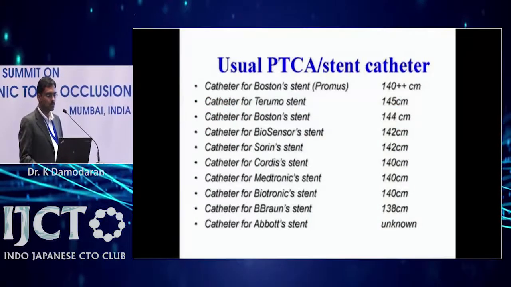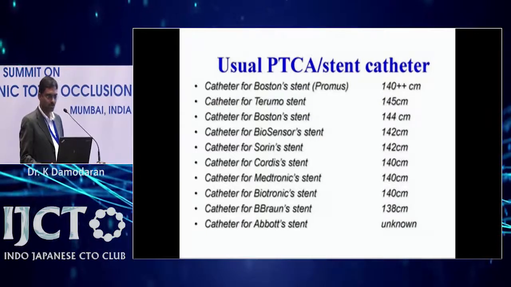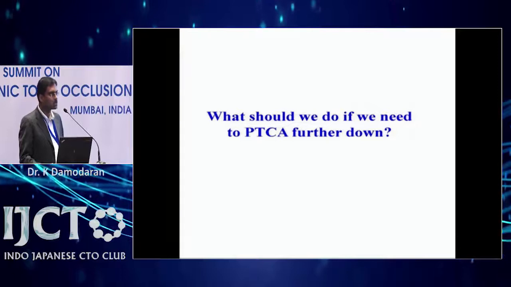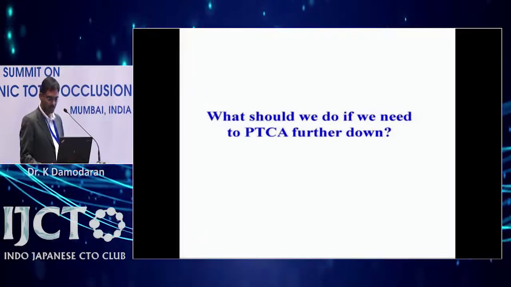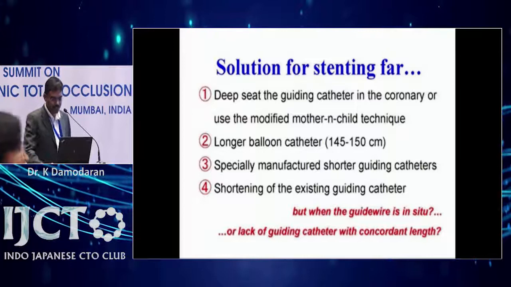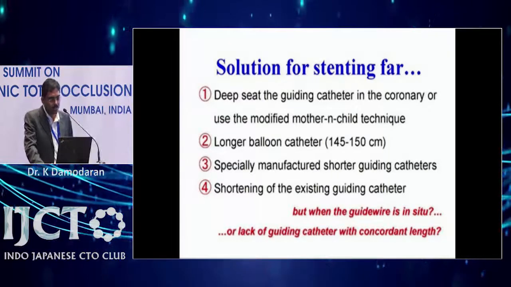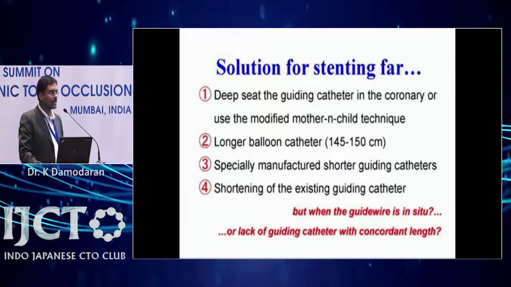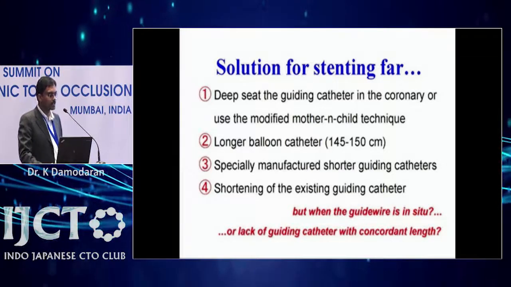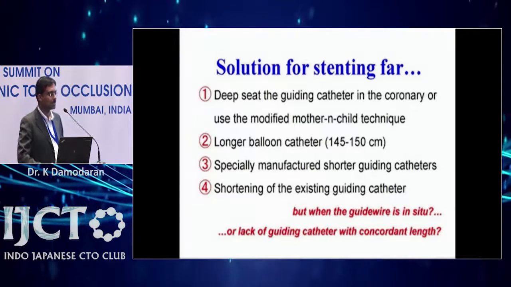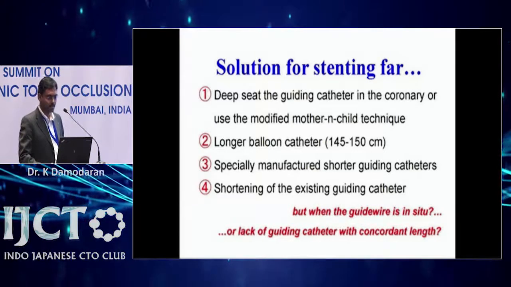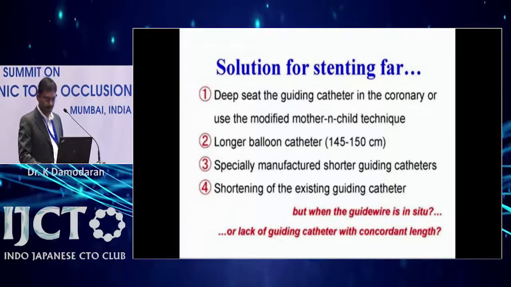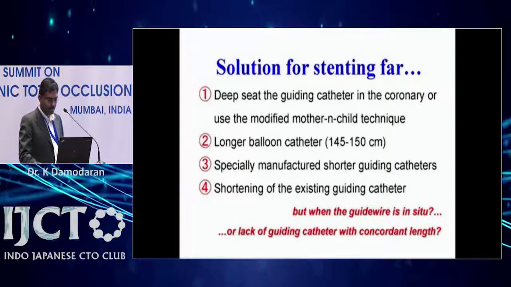This is the usual stent catheter of various manufacturers, almost starts from 138 to 145 centimeter. So to reach a distal lesion, we need to know this guiding catheter shortening technique. Obviously, if you have a specialized catheter or a mother and child technique, it may be useful. But when we have already engaged the guiding catheter, when the wire has crossed the lesion, we cannot change. It is cumbersome to change to a specialized catheter. So we need to shorten the guiding catheter which has already engaged the coronary.